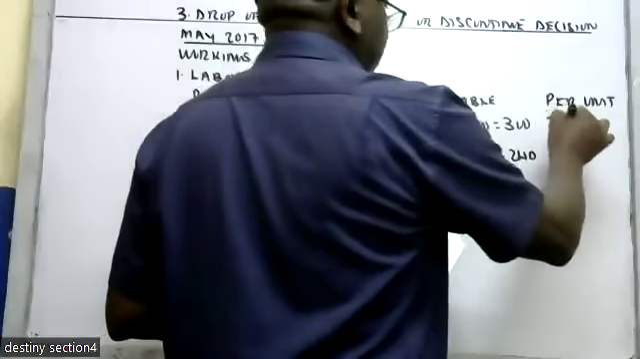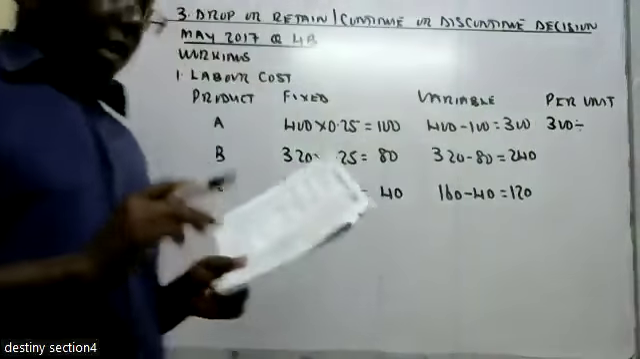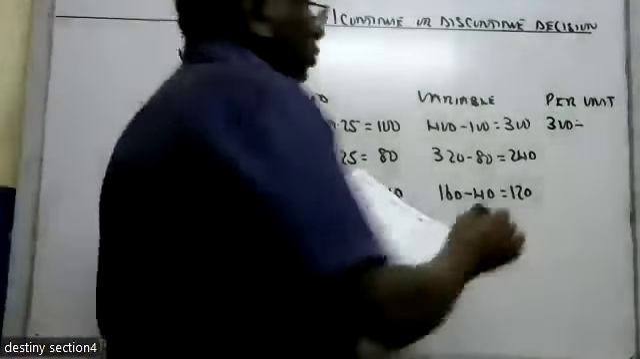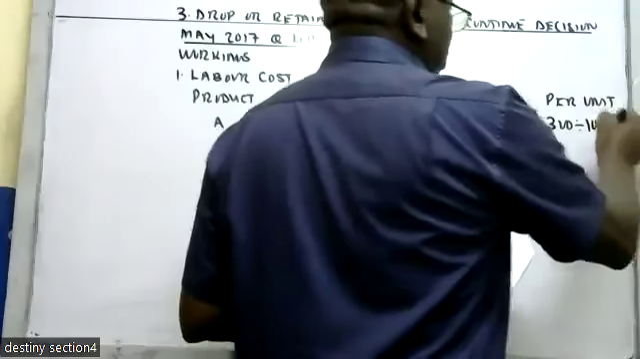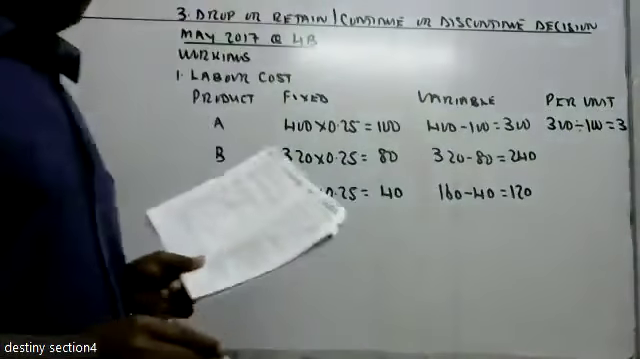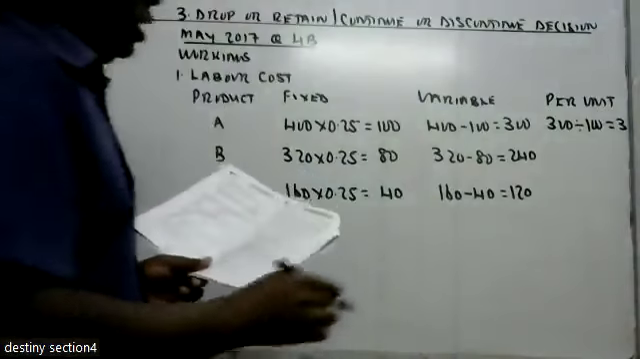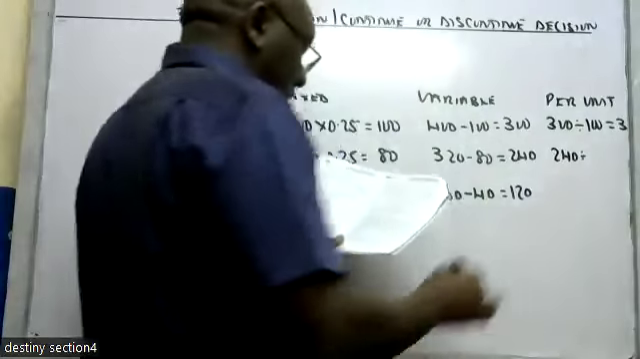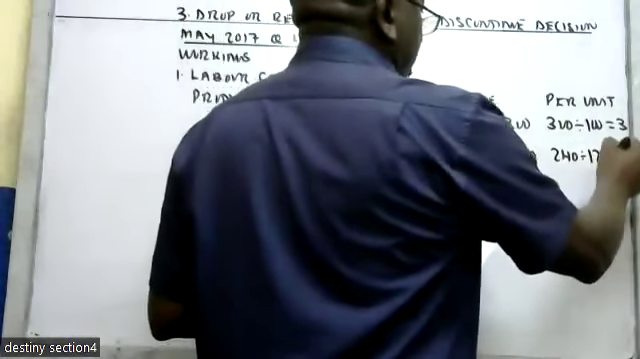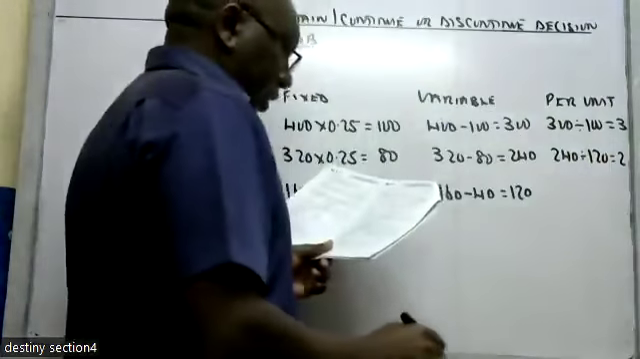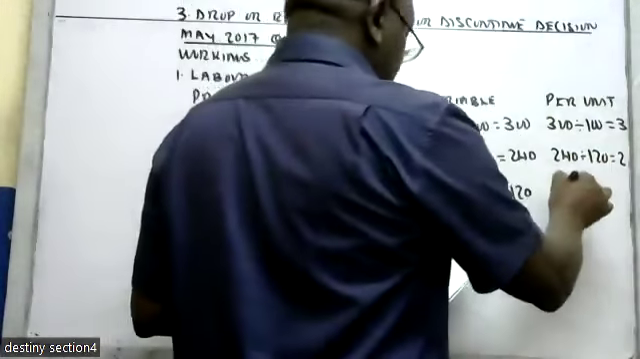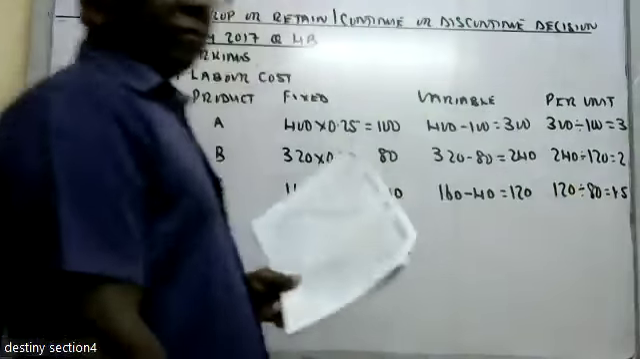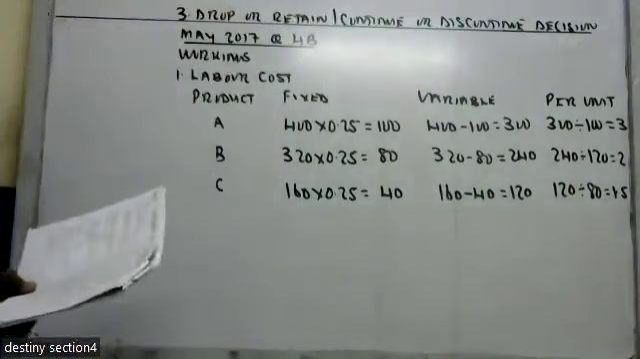This is 300. You divide by, ukiangalia hapo juu, the units of A, they are 100. So you divide by 100, that will give you 3. Then, huyu mwingine ni 240. You divide by 120, that gives us 2 shillings. The next one is 120. You divide by 80, that gives us 1.5.